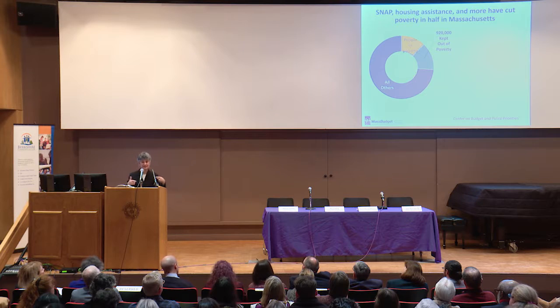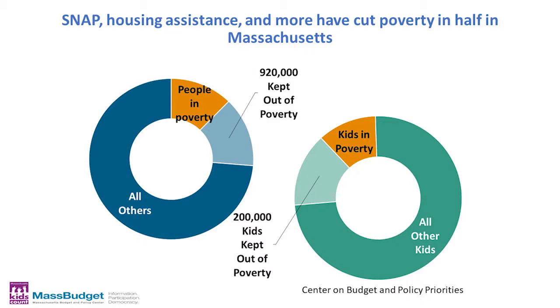And what this shows you, these are Massachusetts numbers, that SNAP or food stamps, housing assistance, and the other safety net programs, in fact, in Massachusetts, have cut poverty in half, okay? 920,000 people kept out of poverty thanks to these programs. Think about George Bailey. If he hadn't lived, 920,000 more people in Massachusetts would be in poverty were it not for these programs. And these are the numbers for kids in Massachusetts. 200,000 kids in Massachusetts kept out of poverty, thanks to the work you all do in your communities.